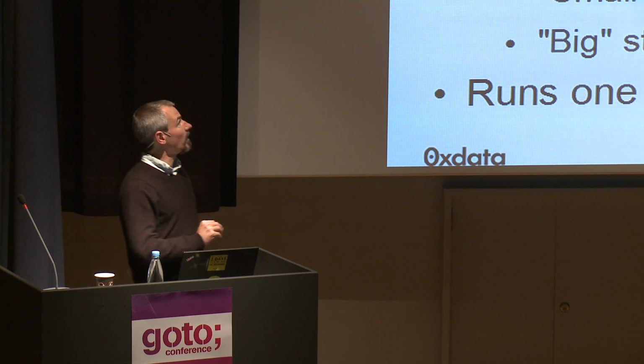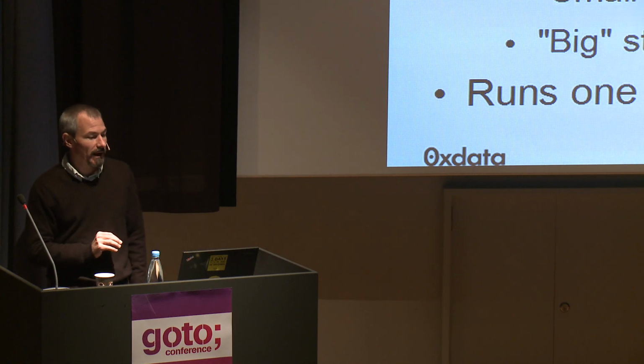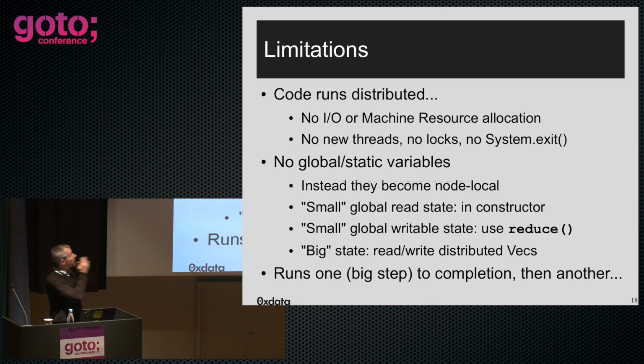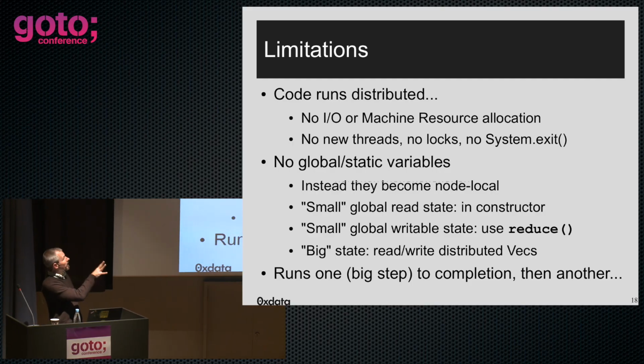Okay, so that was the quick whirlwind tour. I'm going to summarize the limitations here, and the main one is I can't do any machine-level resource allocation because that won't be cluster-wide. So no I/O. In particular, every member of the cluster might have a different file system view, so you can't read or write files meaningfully there. So no new threads, no locks. There are no distributed locks here. No calling system exit. You don't have any global variables per se. Instead, any global or static variable becomes node local.